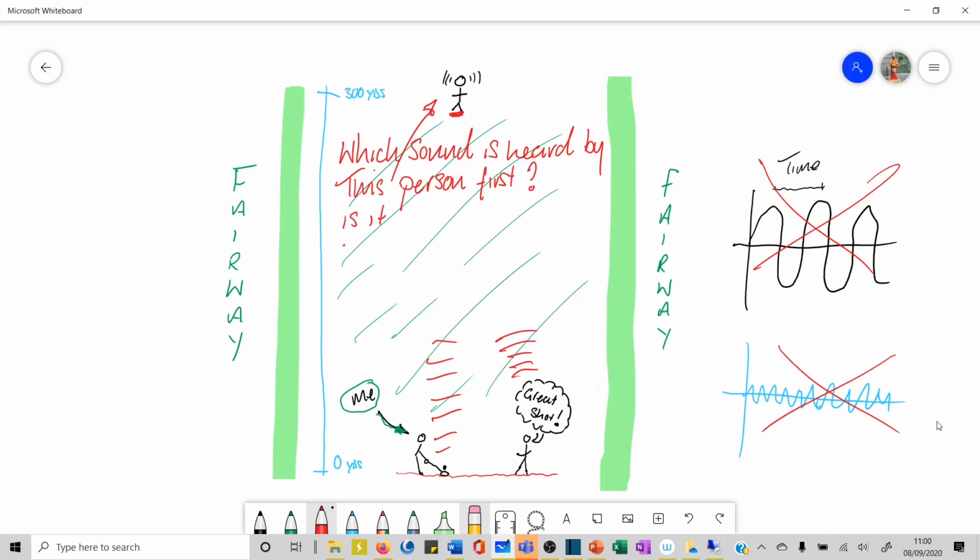Is it A, the ball being hit, or B, the shout? And state why. That's the most important thing. State why. It's a 50-50, ladies and gentlemen. You can say, well, it's the ball, or you can say it's the great shot. But if you're not going to say why, then it's just a guess.